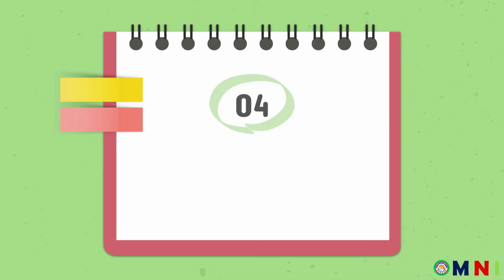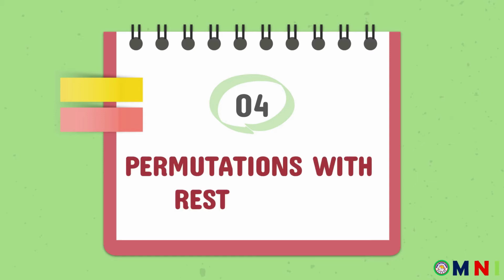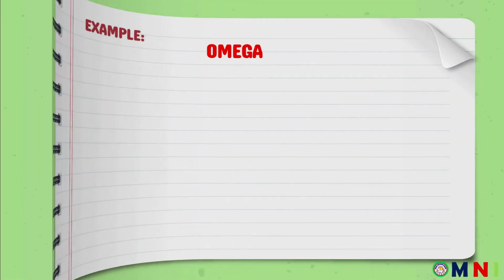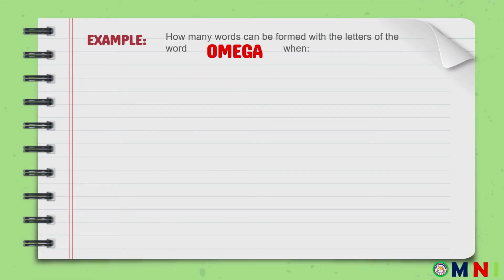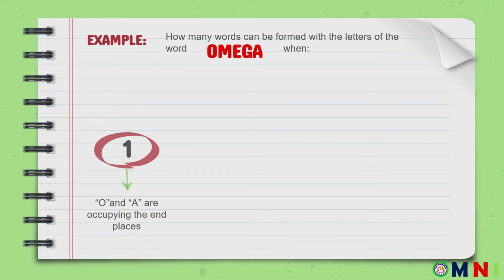Before proceeding to combination, let us have first permutations with restriction. For example, how many words can be formed with the letters of the word omega when we're given with the following conditions or restrictions? First, O and A are occupying the end places.